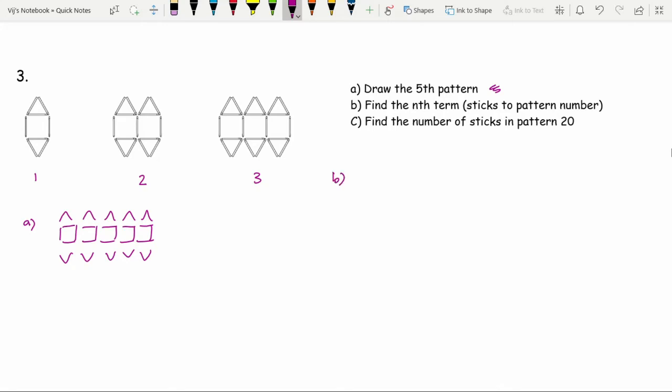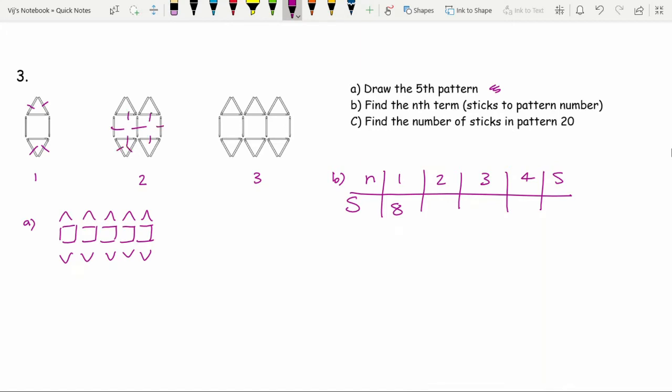So for B, again I'm going to set up my table. So I've got 1, 2, 3, 4, 5. And I've got S, which is the number of sticks. So counting the number of sticks in pattern number 1, I've got 4, 5, 6, 7, 8. For pattern number 2, I've got 15. For pattern number 3, I've got 22.